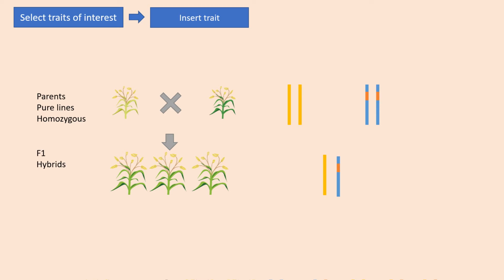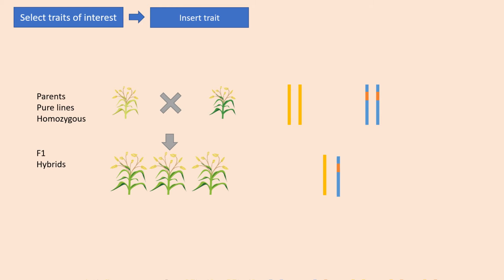The first step would be to cross these two lines with each other so that we obtain an F1 hybrid that has inherited half of the chromosomes from the productive parent and the other half from the resistant parent. In theory, now we already have a crop that combines the genes for both of these characteristics. However, this crop is a hybrid and not a true breeding line.